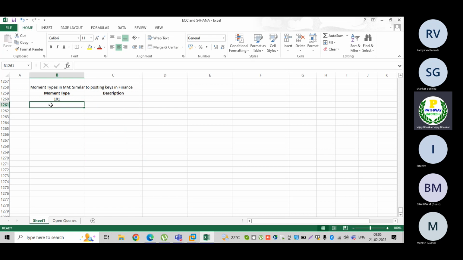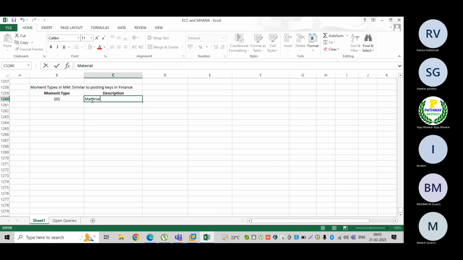So movement type 101. Material receipt against purchase order, or production order. Whenever you see movement type 101, this represents a material receipt against a purchase order.